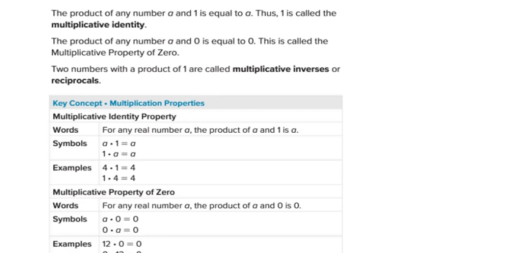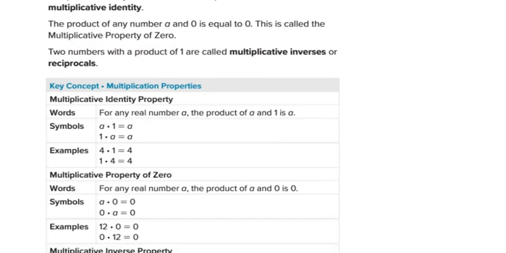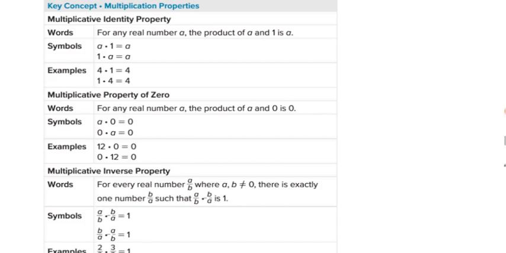So the product of any number a and 1 is equal to a. Thus 1 is the multiplicative identity. The product of any number a and 0 is equal to 0. This is called the multiplicative property of 0. So if you multiply something by 1, you'll get that something back, which is multiplicative identity. If you multiply something by 0, you'll always get 0. So that's the multiplicative property of 0. And then two numbers with a product of 1 are called multiplicative inverses or reciprocals.